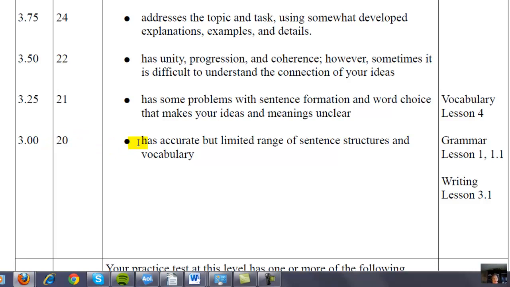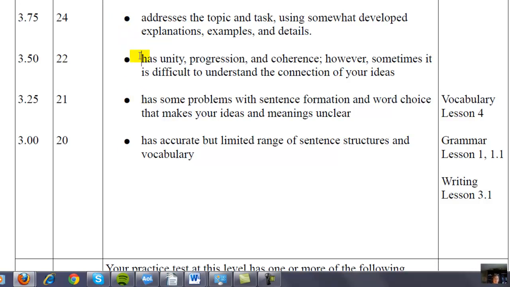Number 1, it says has accurate but limited range of sentence structures and vocabulary. Yes. But you are trying to use more advanced grammar in there, but you are still limited in the sentence structures you're using. Has some problems with sentence formation and word choice that makes your meaning and ideas unclear. Yes, and you saw some of those changes that I made.